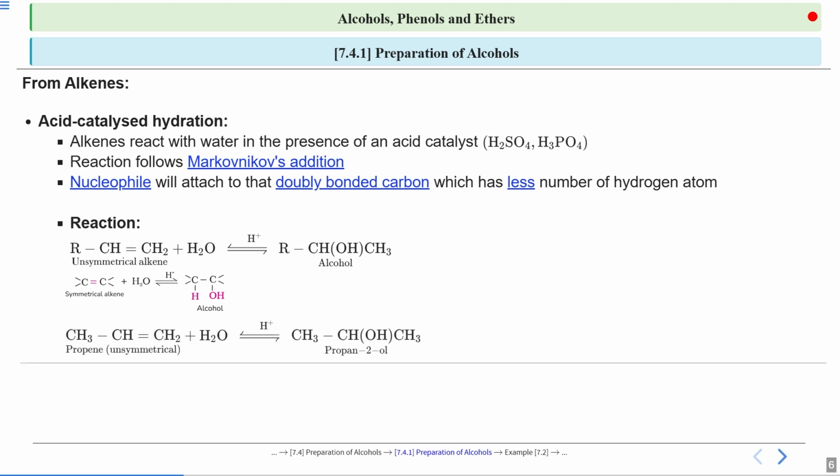If you take an example of propene, which is unsymmetrical, CH3 CH double bond CH2, and you react it with water molecule in presence of H positive acid catalyst, you will get propan-2-ol, because the OH negative nucleophile is going to attach on the double bonded carbon having the lesser number of hydrogen atoms, which is the second carbon in the center, and you will get propan-2-ol. At the second carbon you have the OH group attached.